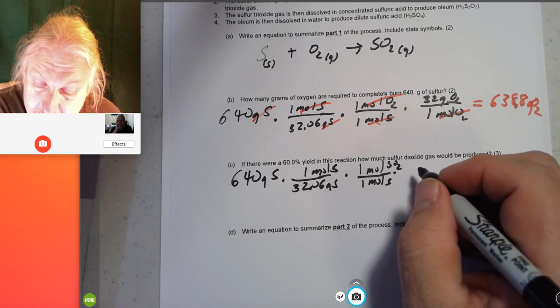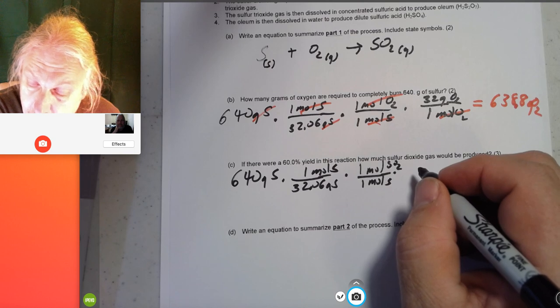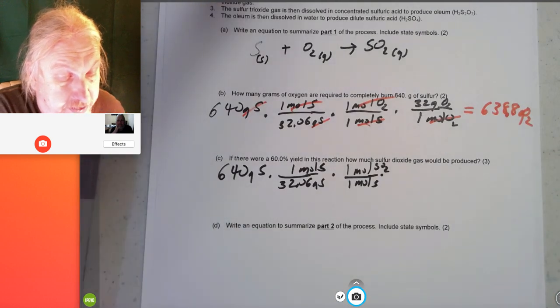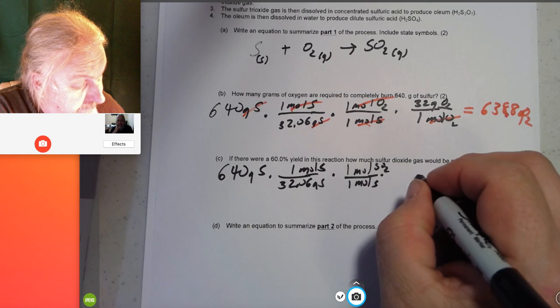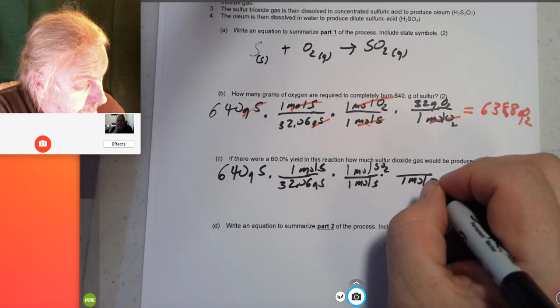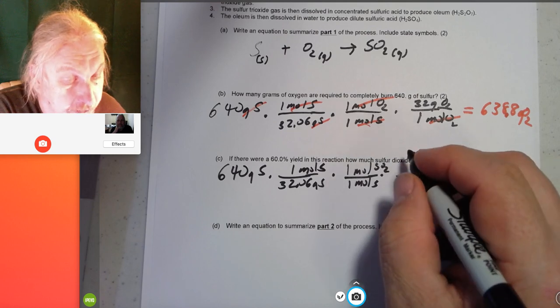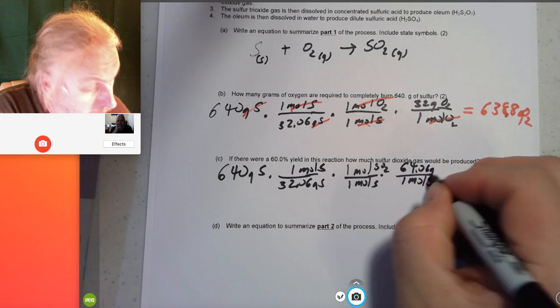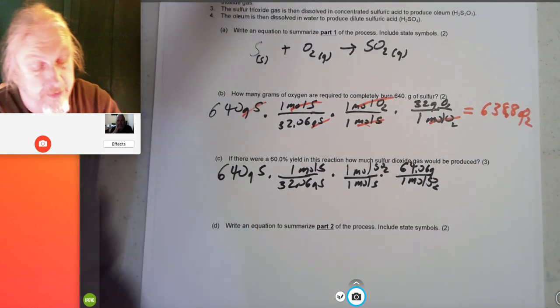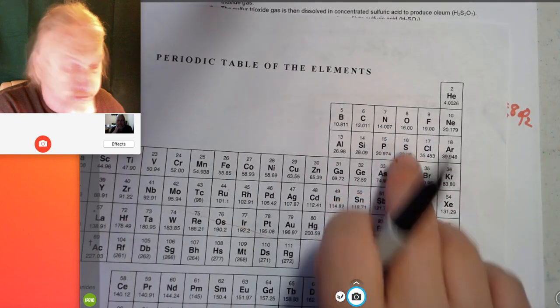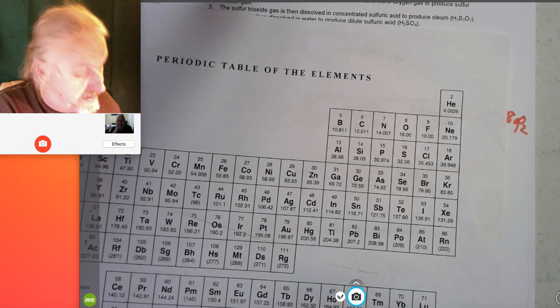So sulfur dioxide, okay, has a molar mass of sulfur is 32.06. So it has a molar mass of 64. Now I can almost do this in my head. 1 mole SO2 is 32 plus 32.06, 64.06 grams. The mass of sulfur is 32. I've got two oxygens, 16 times 2, that's 32, that's 64.06.